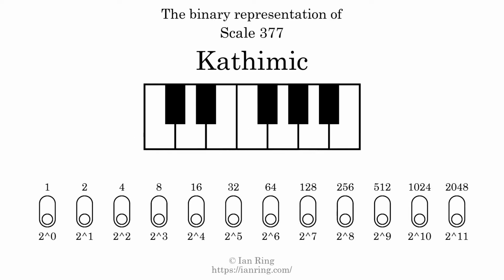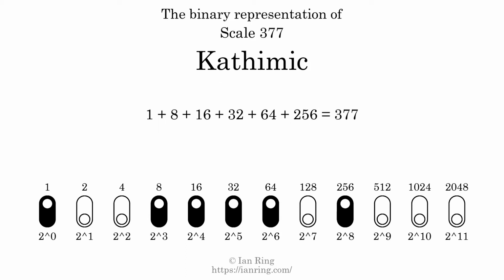The binary representation of this scale is determined by mapping tones of the scale to binary digits. Each binary digit represents a power of 2. To get the scale number, we add the powers of 2 together. The powers of 2 that are present in the scale, all added together, equals 377. That is why the scale number, in decimal, is 377.